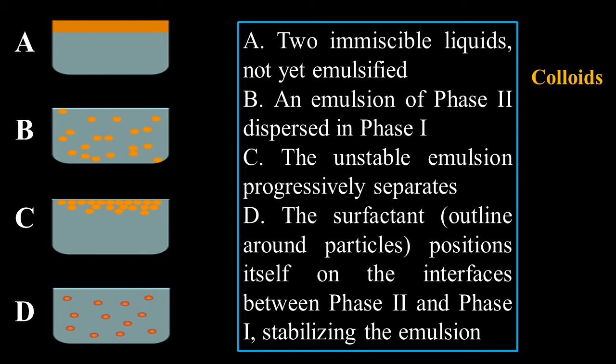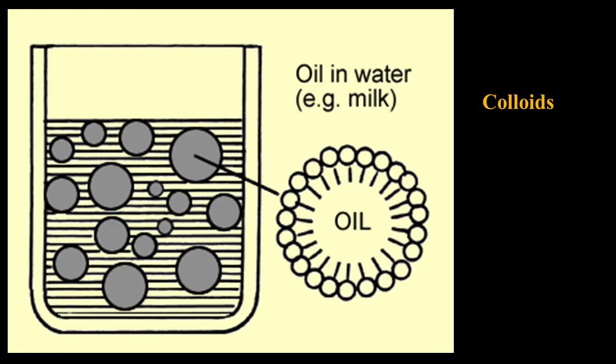B, an emulsion of phase 2 dispersed in phase 1. The unstable emulsion progressively separates. The surfactant outline of the particles, it kind of coats the particles, positions itself on the interfaces between phase 2 and phase 1, stabilizing the emulsion. So you have one phase is going to be the dispersion medium, and the other phase is going to be the dispersed medium.